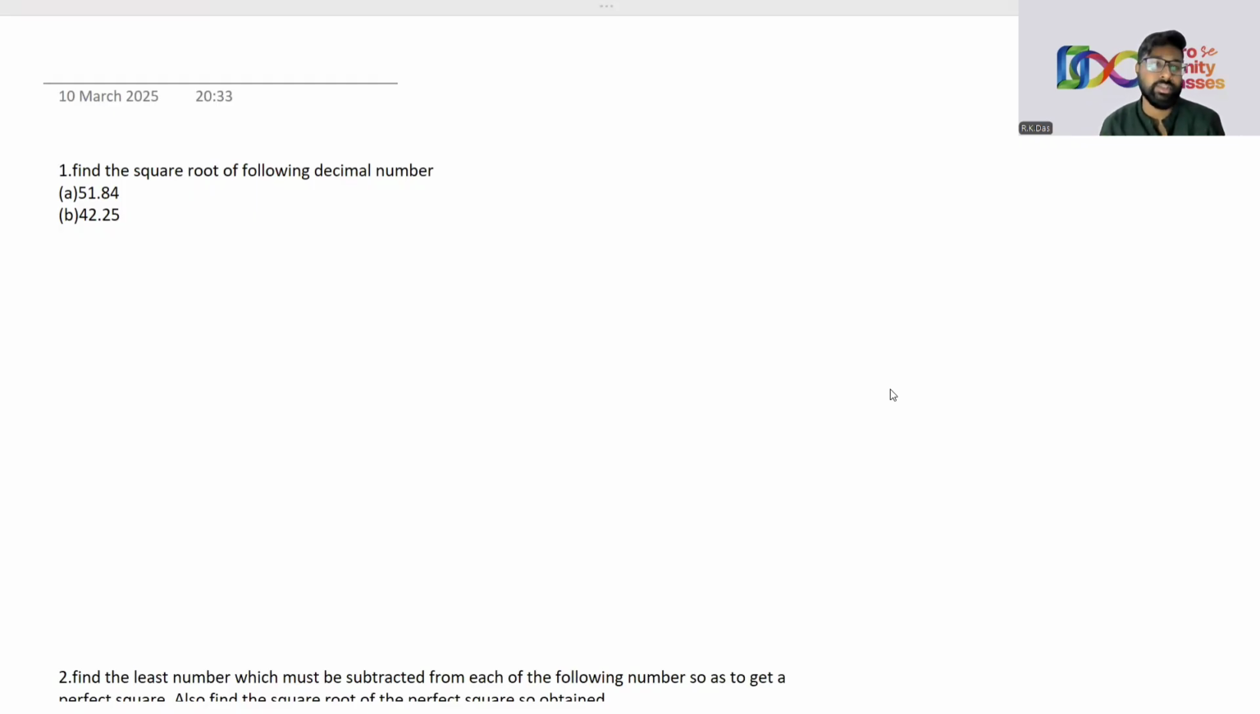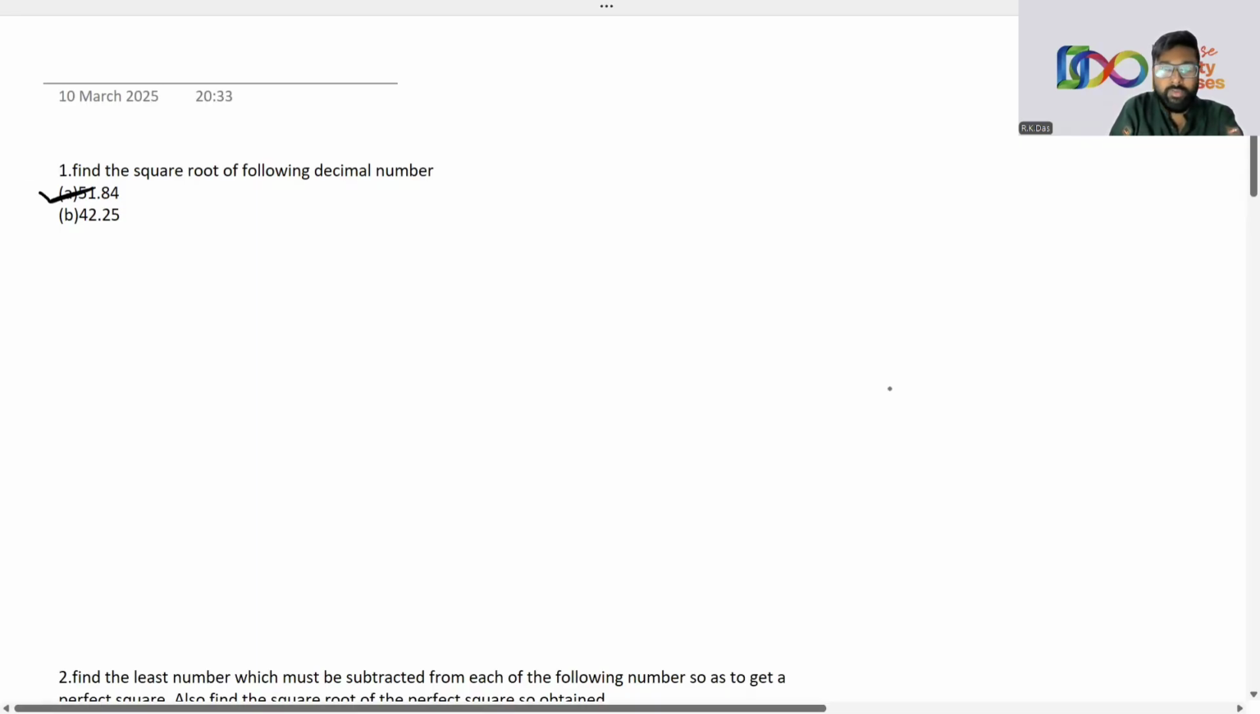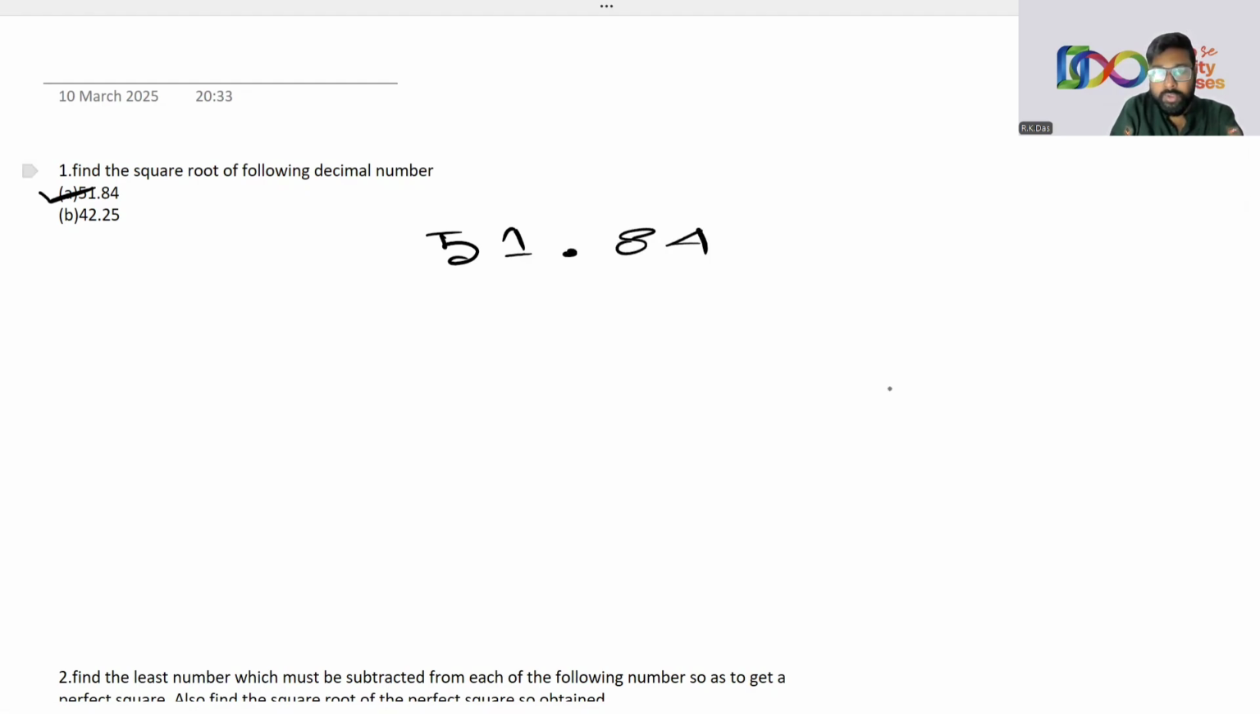So in the last class we learned how to calculate the square root of a number by using what? Long division method. So in this class we are going to learn how to calculate the square root of a decimal number. Okay. So in the first question we have what? 51.84. Okay. So I am doing question number A, which is 51.84. So the rule is same.